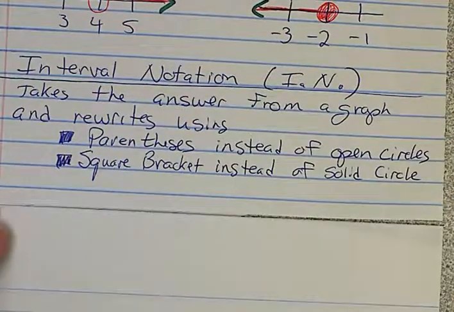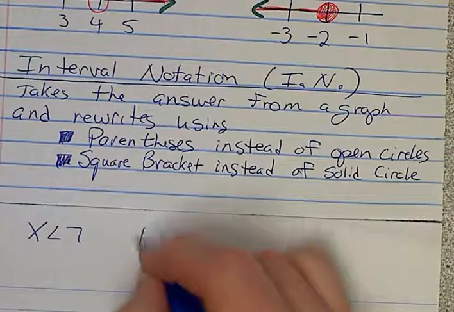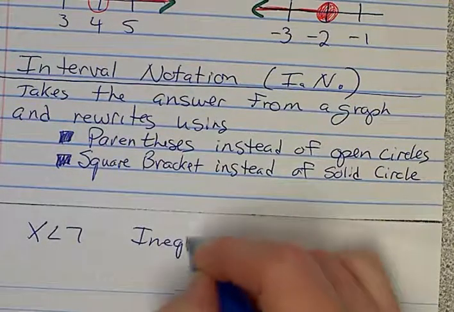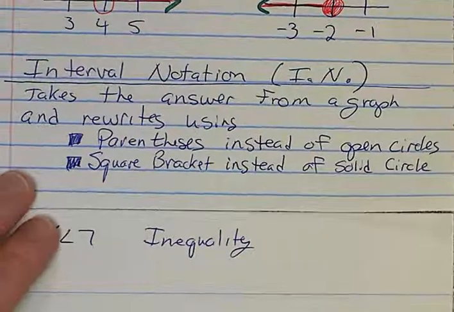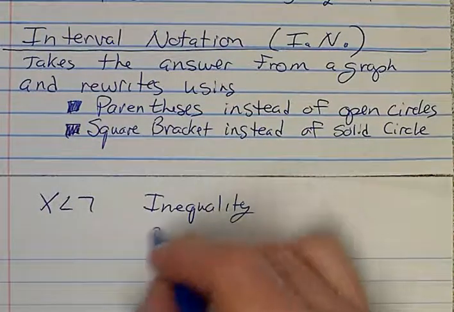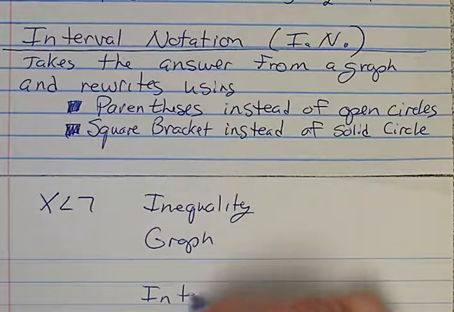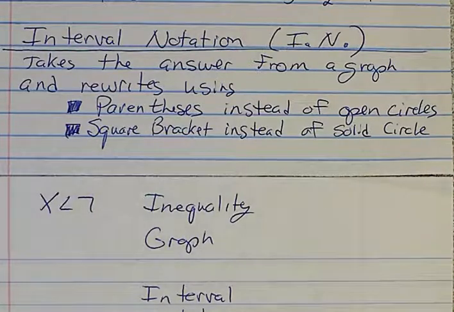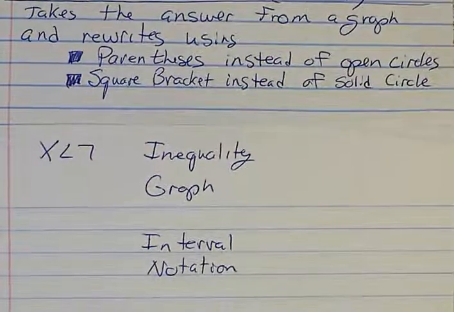So here's what it's going to be. They're going to give you an inequality, something like x less than 7. And then they're going to ask you to graph it. And then they're going to tell you, all right, after you graph this thing, tell me what it's going to be in interval notation.